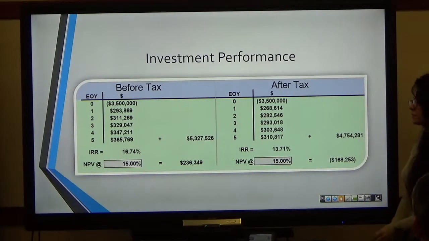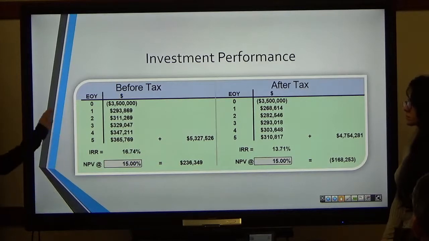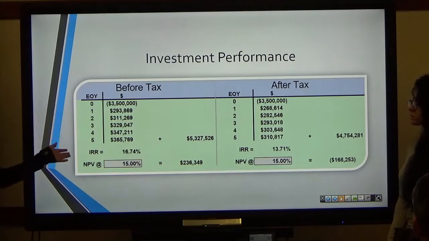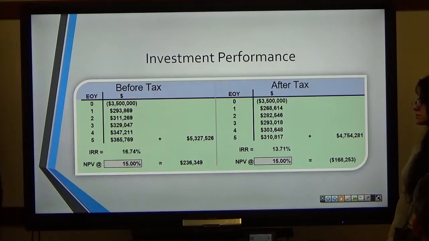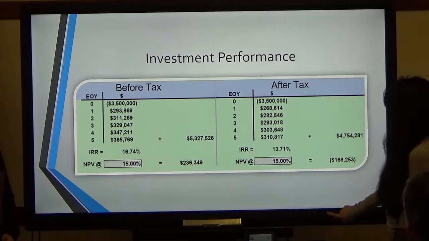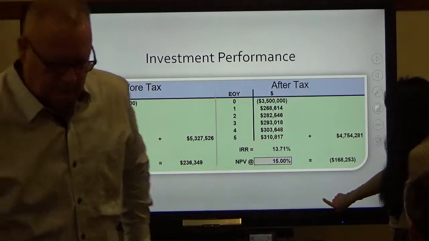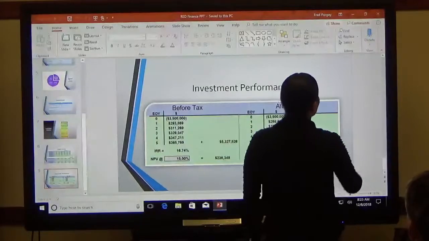So this is just a return on investment before tax and after tax for the years 1, 2, 3, 4, and 5. And we're looking at 16% overall, and then after tax would be 13.7. Okay. Anything else? All right, great, thank you.